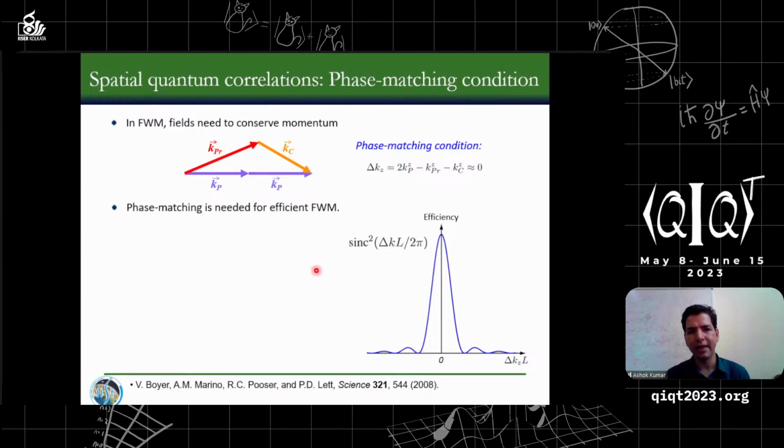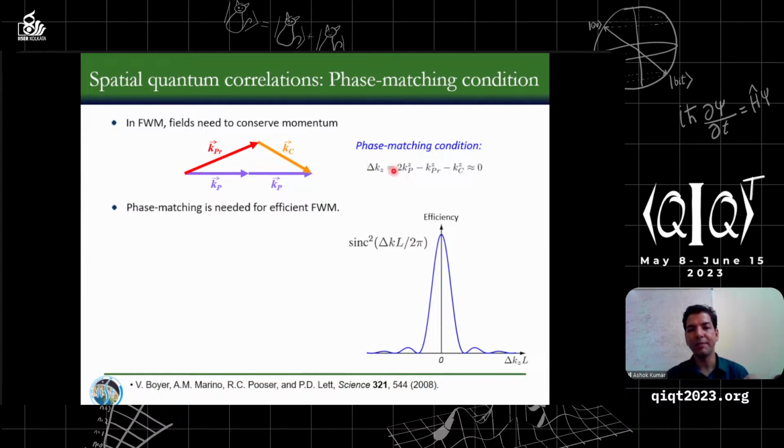As I said earlier, when we have spatial quantum correlation properties, we look at the position or momentum correlation. The momentum correlations are governed by the phase matching condition. Here, opposite to spontaneous parametric conversion, where one photon was converted into two, two photons are converted into two. The sum of the momentum of the two has to equal the sum of momentum of these two.